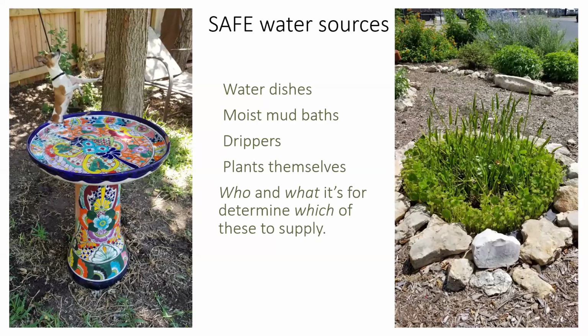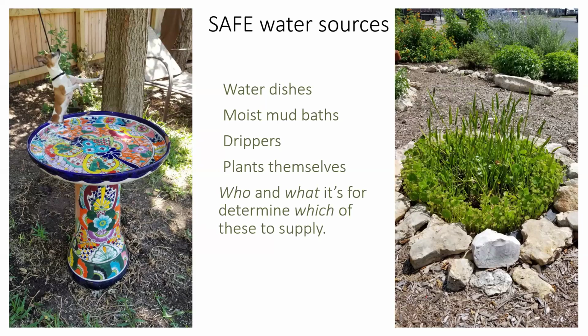So this is a huge one in the summertime in Texas, is providing safe water sources for our insects. And these can be water dishes, mud baths, drippers, plants themselves if they're collecting water in the leaves or whatever. So who and what it's for is going to determine what you want to supply. So you might want to do a variety of these.